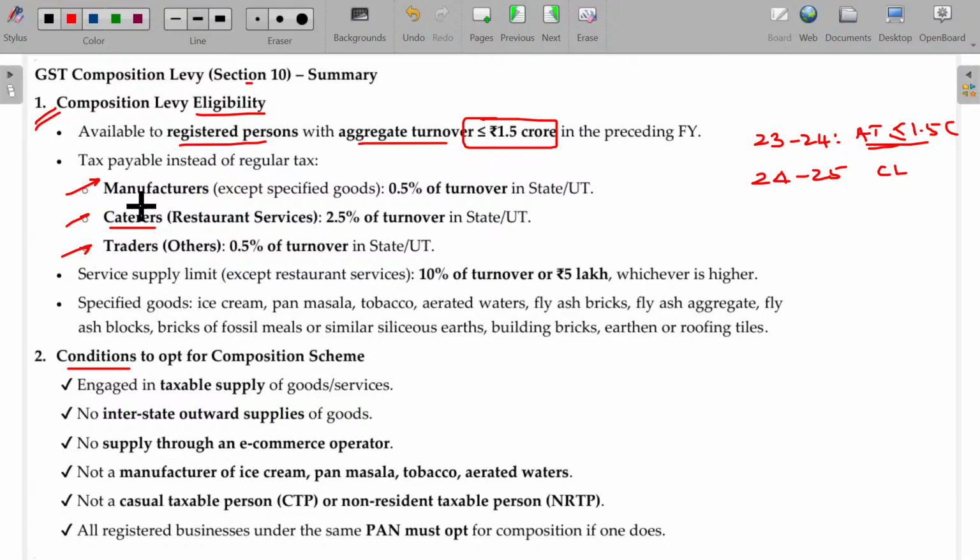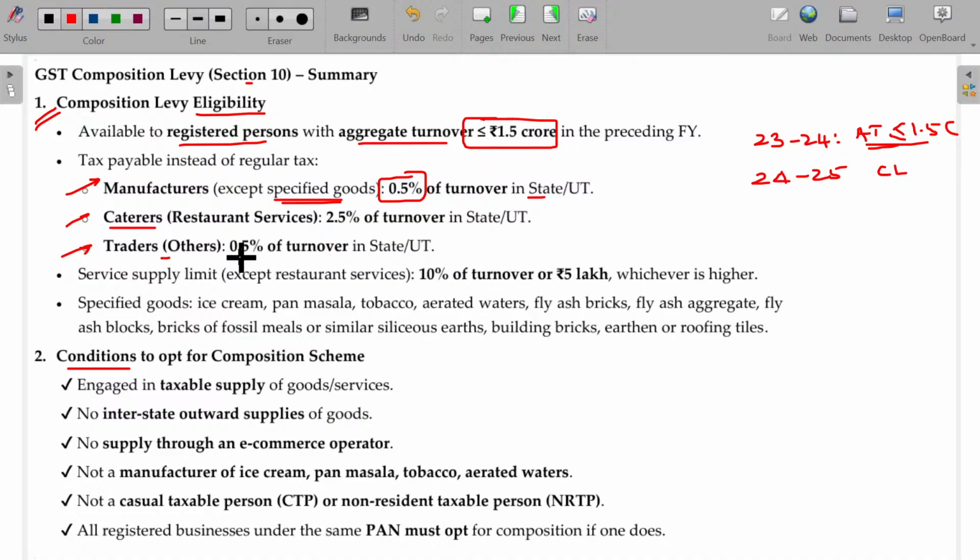So all manufacturers except specific goods manufacturers should pay only 0.5% of the turnover in the state or union territory. Only 0.5%. So 0.5 percent plus 0.5 percent, only 1 percent. See, rather than paying 18 percent, just 1 percent means so much benefit he enjoys. But definitely the recipient cannot enjoy the ITC. Only 1%, he is not eligible to enjoy any benefits.